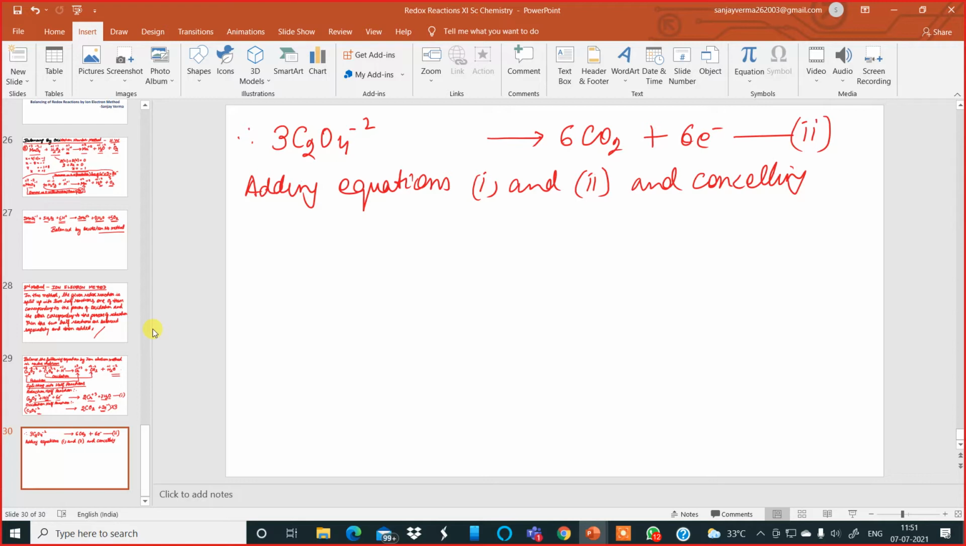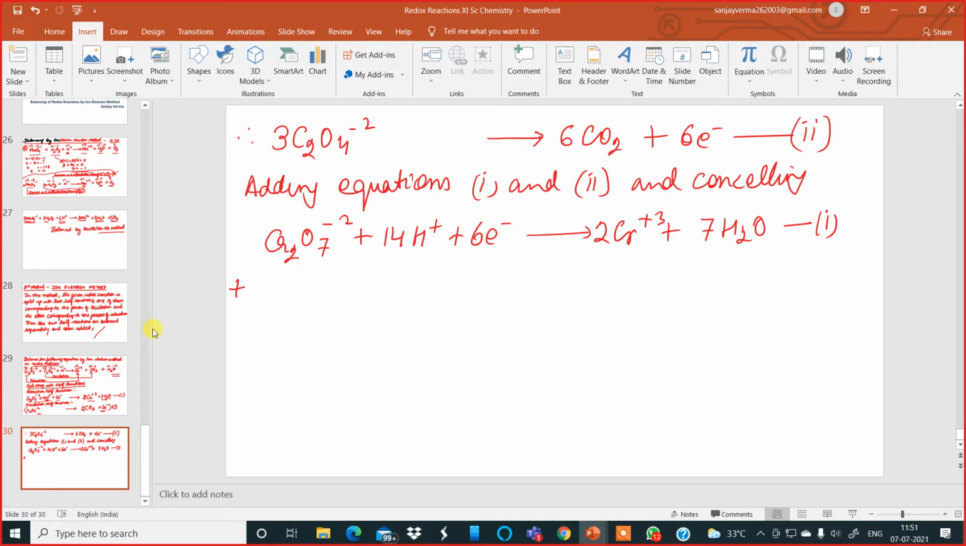The oxidation half reaction, first reduction half reaction: Cr2O7 minus 2 plus 14H plus 6 electrons gives 2Cr plus 3 plus 7H2O. This was number 1, and below that I'll put a plus sign and write down the second equation, 3C2O4 minus 2, arrow, 6CO2 plus 6 electrons. This is equation number 2.